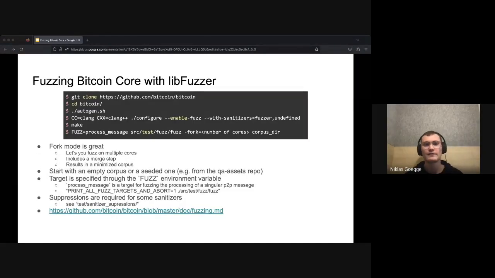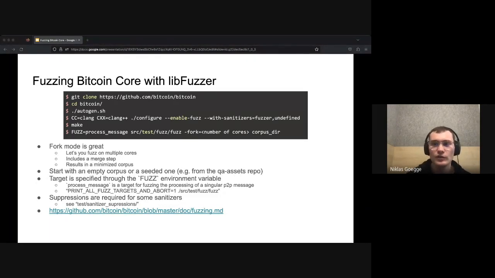Okay, so here's an example of how you can fuzz with libFuzzer. You need to build Bitcoin Core specifically for fuzzing. For libFuzzer, you need to use Clang and add the fuzzer sanitizer while configuring. And then if you're running libFuzzer, the fork mode, -fork and then the number of cores that you want to use, is pretty cool, because it lets you fuzz on multiple cores.